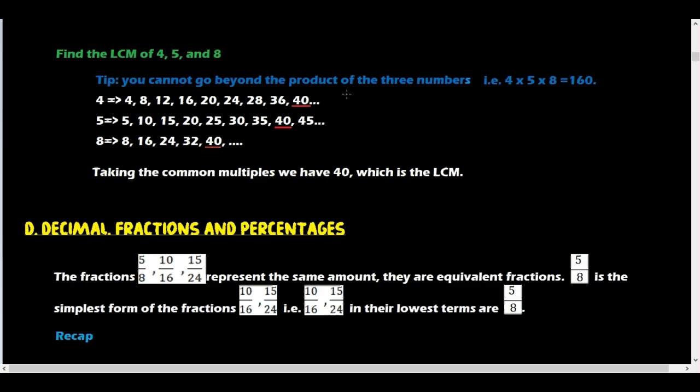Find the lowest common multiple. The tip here is you cannot go beyond the product of the three numbers. In this case, the product of the three numbers is 160. Therefore, your lowest common multiple must be less than or equal to 160.